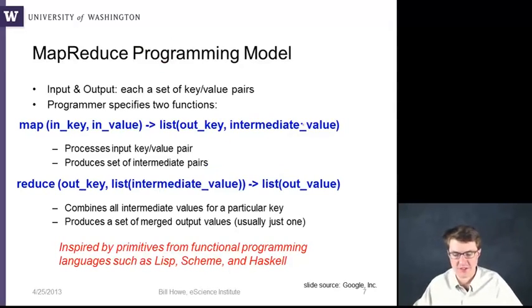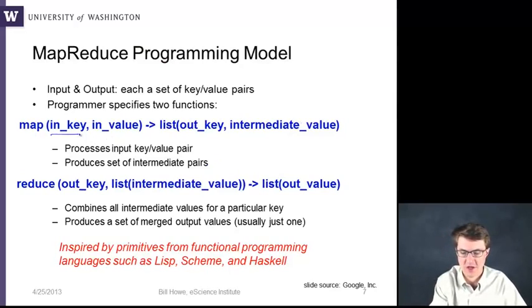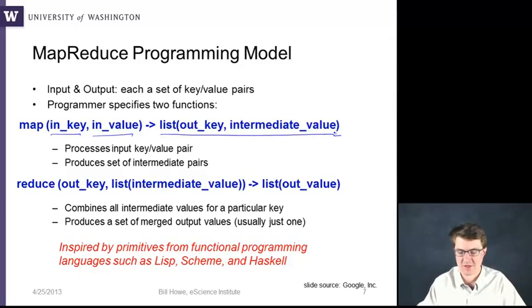Fine. So here it is all in one slide. The map function takes an in key and an in value and produces a bag of out key, intermediate value pairs, and the reduce takes an out key and a list of intermediate values and produces a list of out values. I don't think I like this slide. I think I prefer the earlier one.